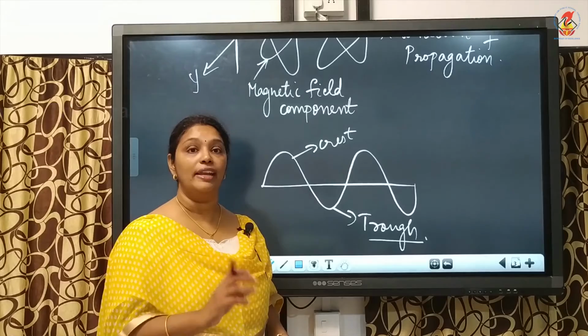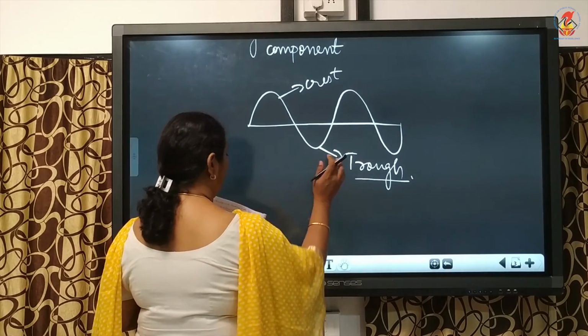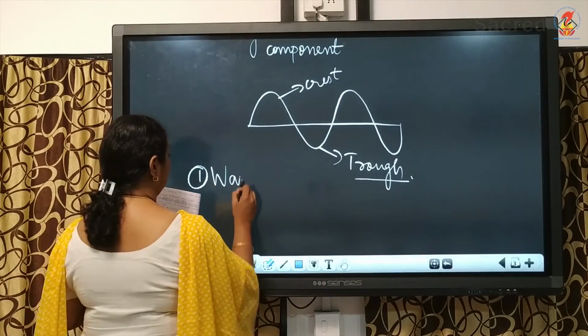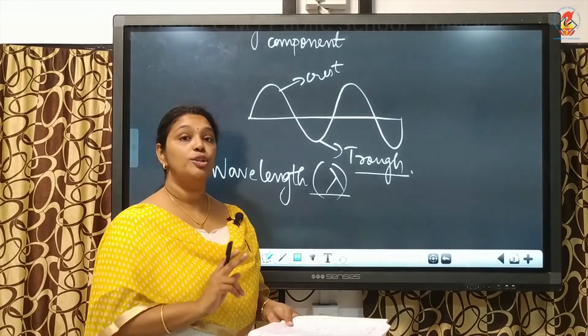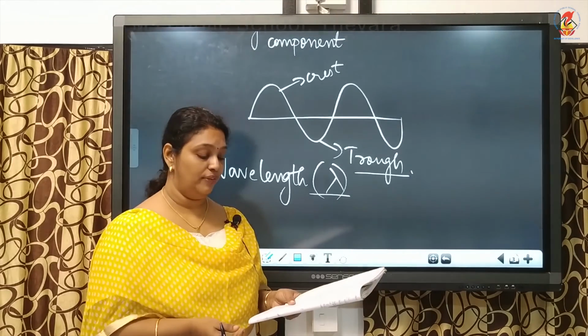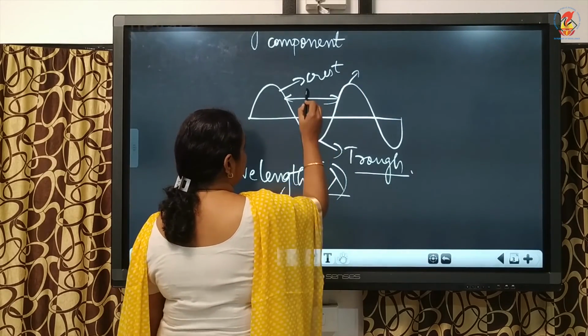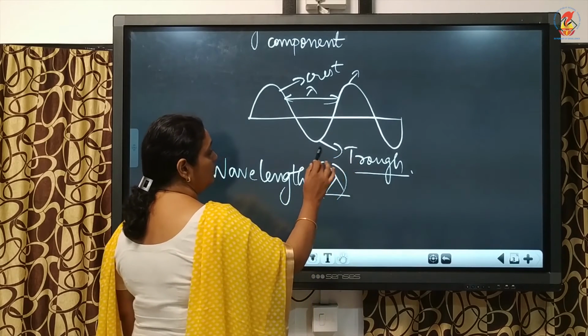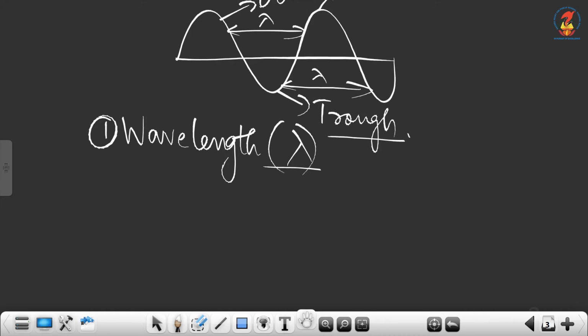Now let's see some of the characteristics of these waves. The first characteristic is wavelength. Wavelength is denoted by lambda. What do you mean by wavelength of a wave? The distance between two adjacent crests or troughs is called wavelength. This is one crest and this is the other one, and this distance is lambda. Or it can also be the distance between two troughs. This is also lambda.